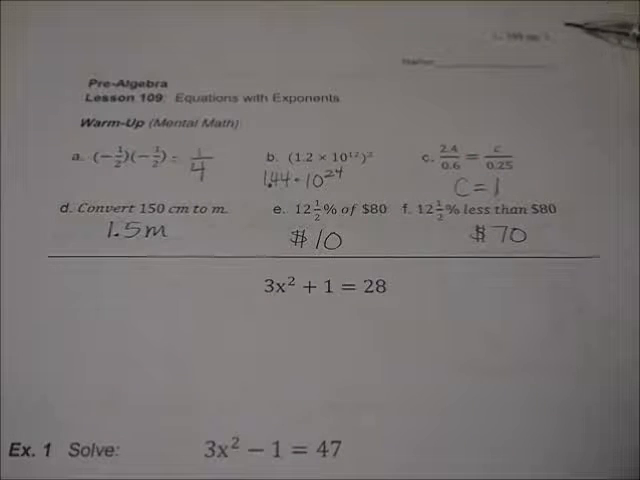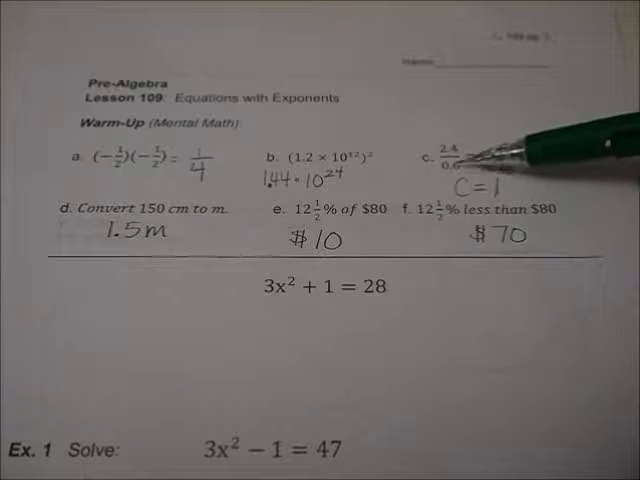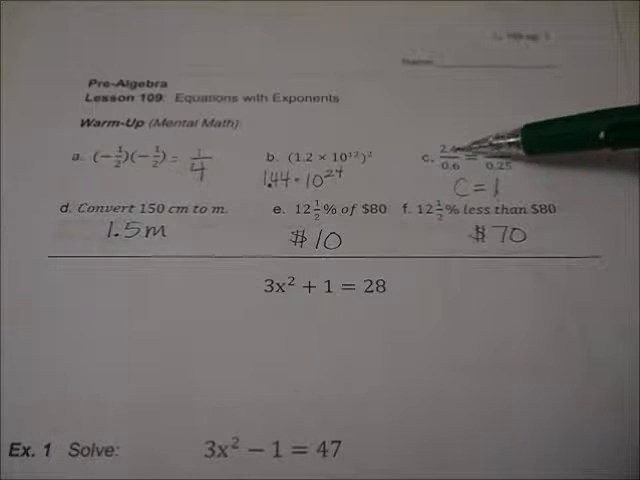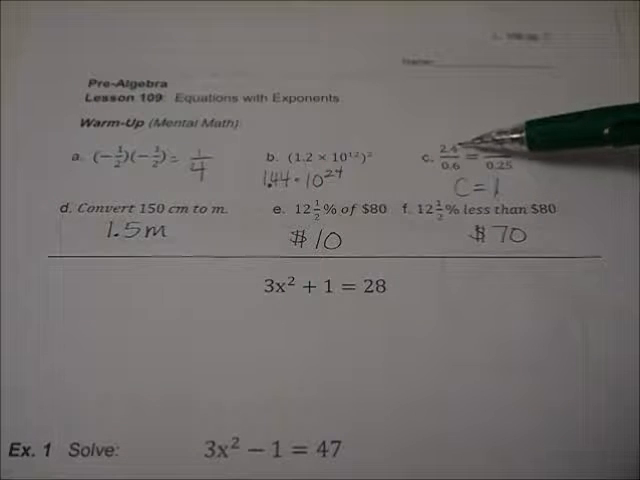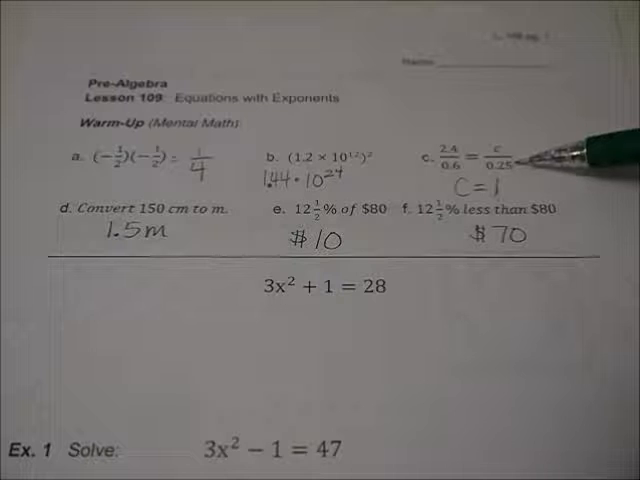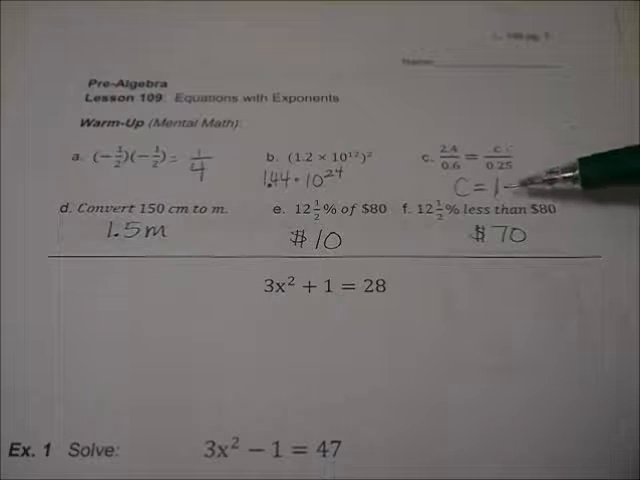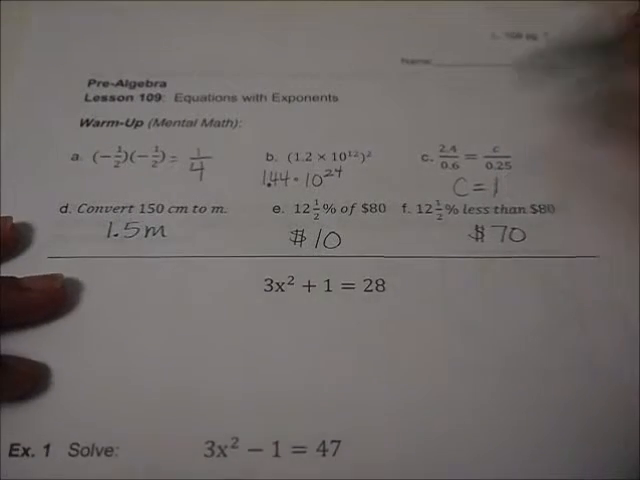So 24. All right, this one, in order to do it, I was thinking really 24 divided by 6 is 4, right? Or 2.4 divided by 0.6 is 4. So the top is 4 times the bottom. So in this case, this top is 4 times the bottom. So if you multiply 0.25 times 4, or you think you've got 4 quarters, really, you have $1. So C equals 1, if that makes sense to you.